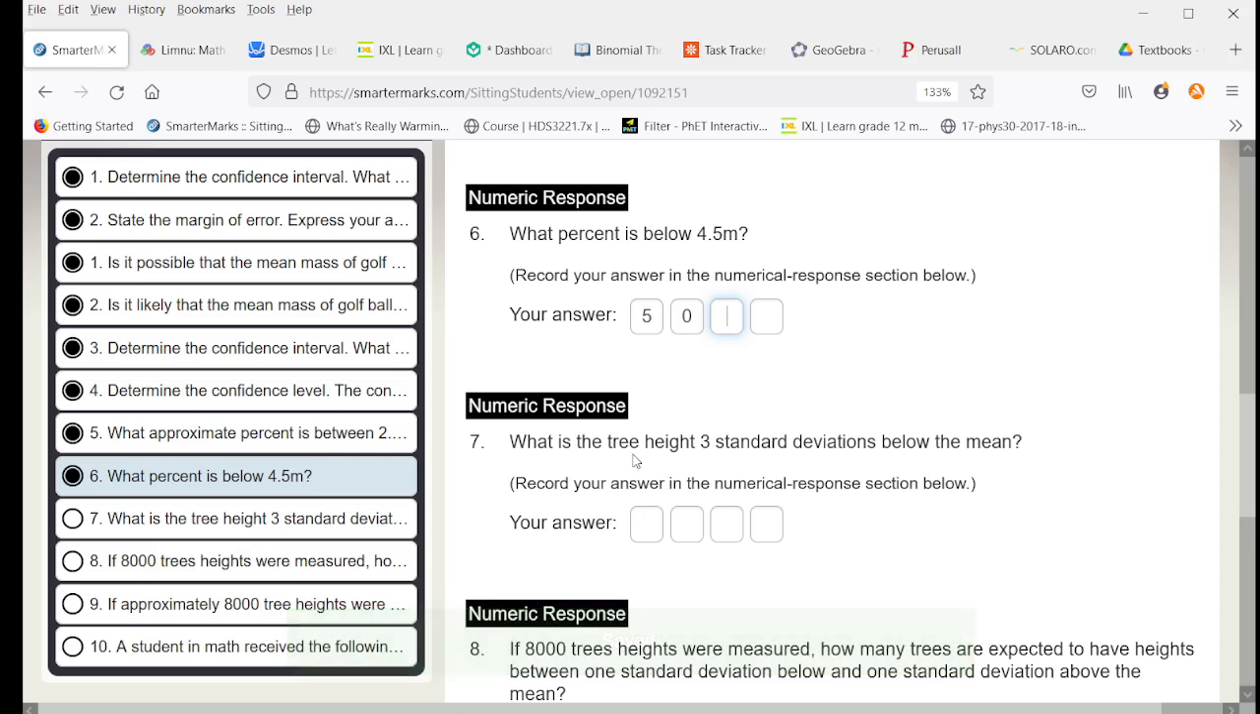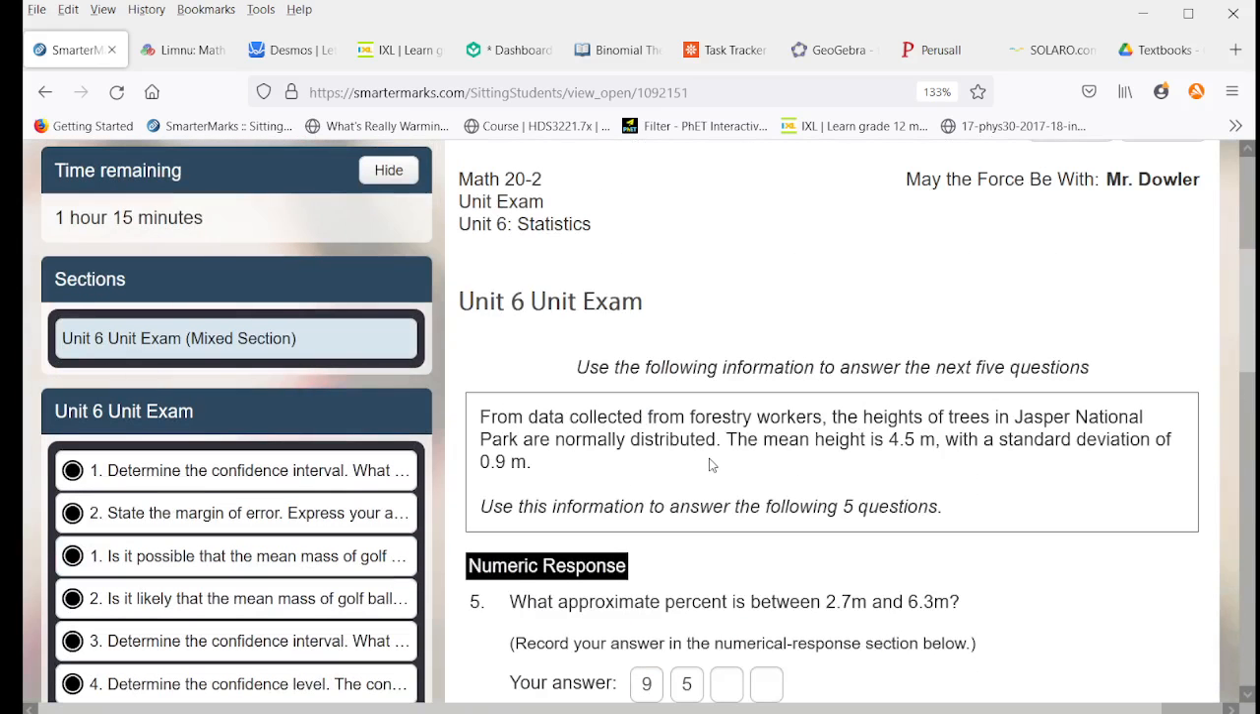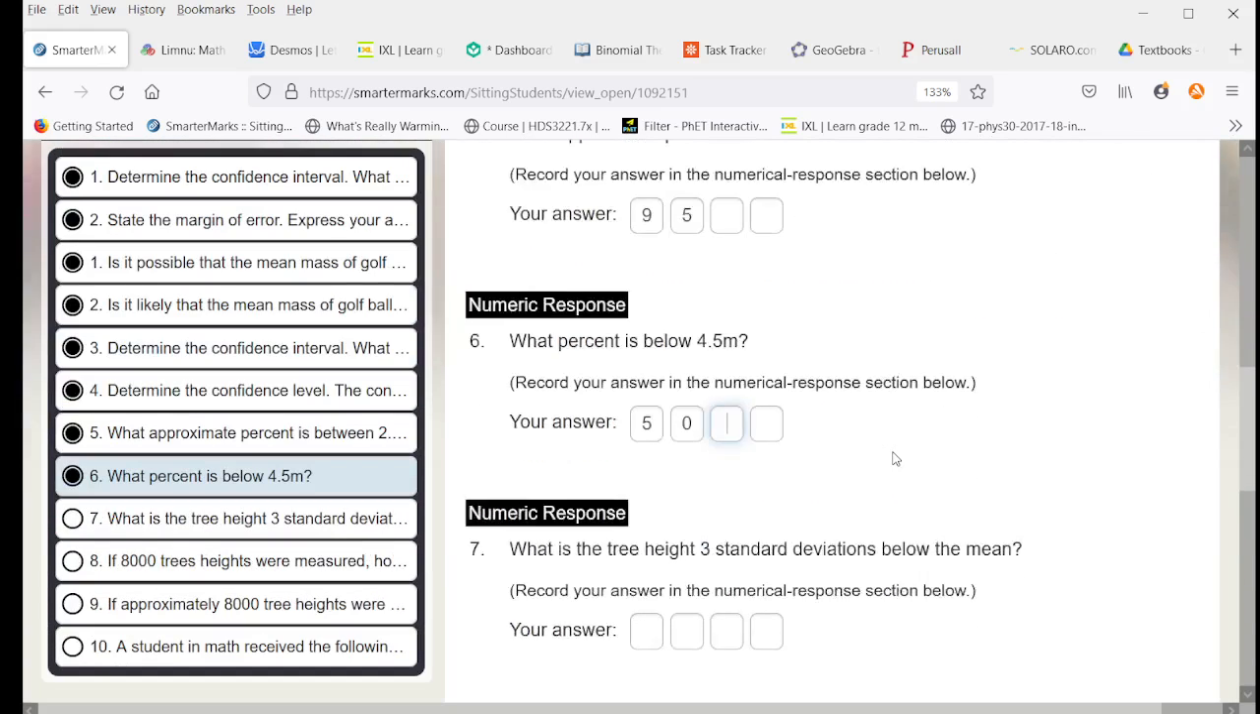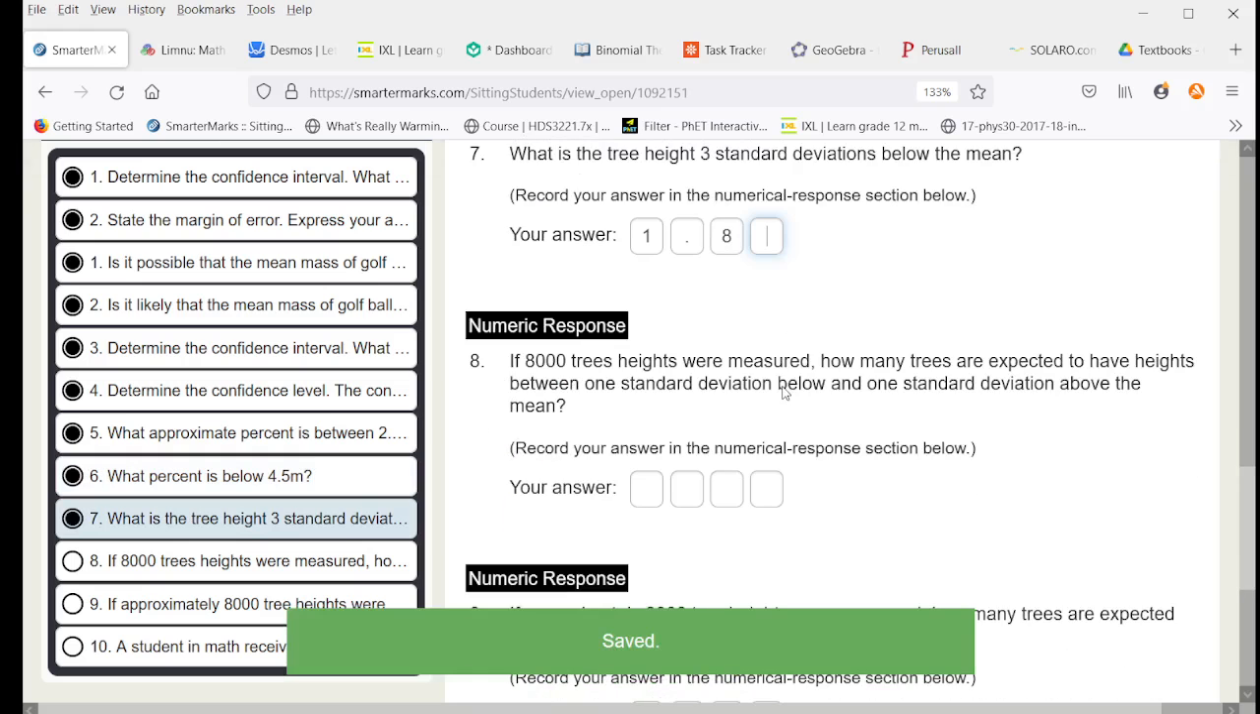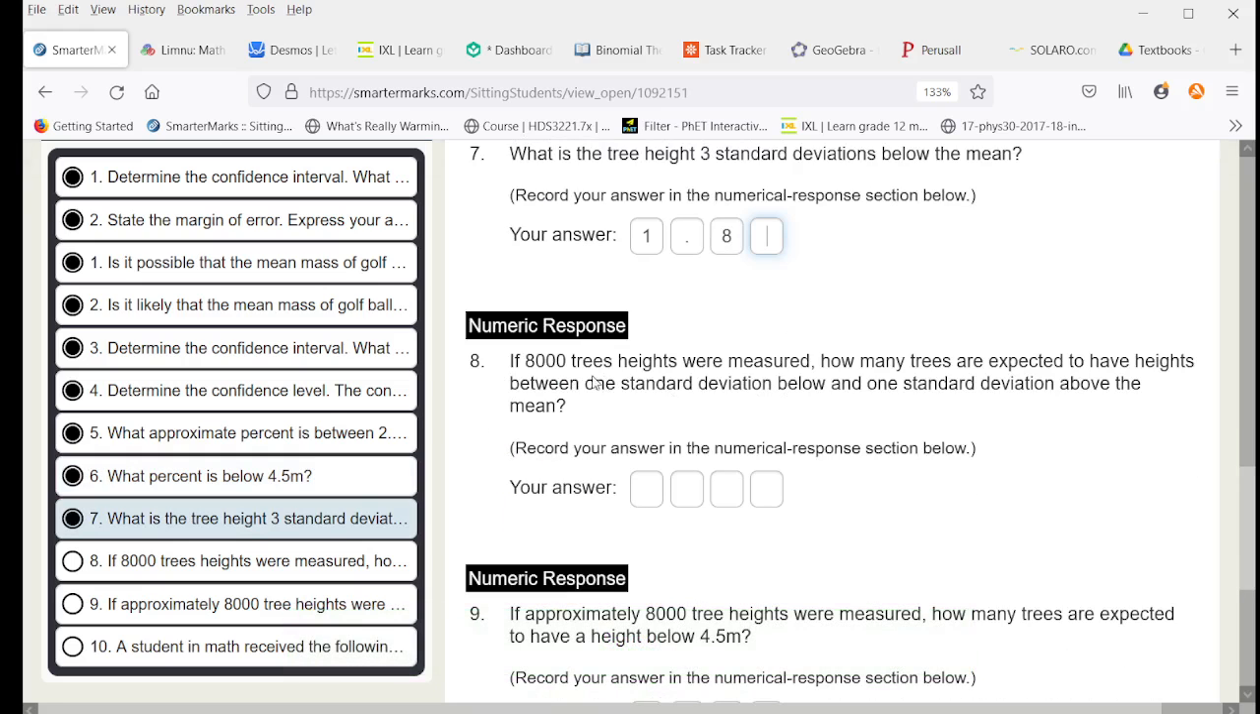What is the tree height 3 standard deviations below the mean? That's 4.5 minus 2.7. Since the standard deviation is 0.9, we multiply it by 3, we get 2.7. So here we have 1.8. So if 8,000 tree heights were measured, how many trees are expected to have heights between 1 standard deviation below and 1 standard deviation above the mean?